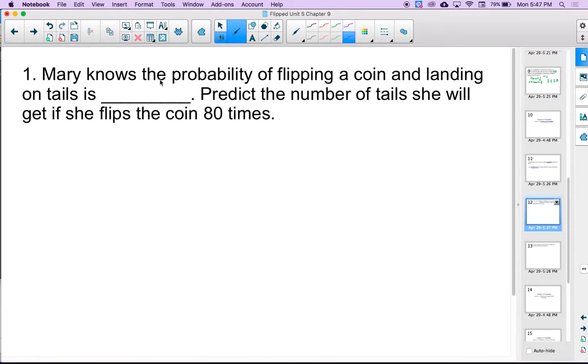Here's our first problem. Number 1, Mary knows the probability of flipping a coin and landing on tails is blank. Well, we should know that probability is 1/2. A coin has 2 sides, and one of those 2 sides is tails. So it asks us to predict the number of tails she will get if she flips the coin 80 times. Very easy problem here. We know that she should get tails half of the time, right? 1/2 of means multiplication, the times, and half of all of those flips should be tails. So we're going to do 1/2 times 80.